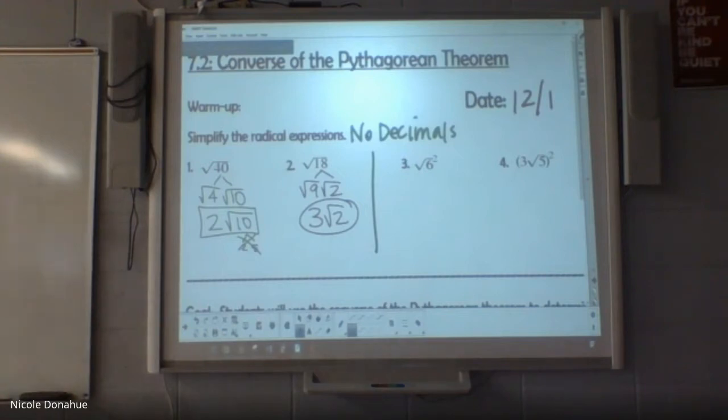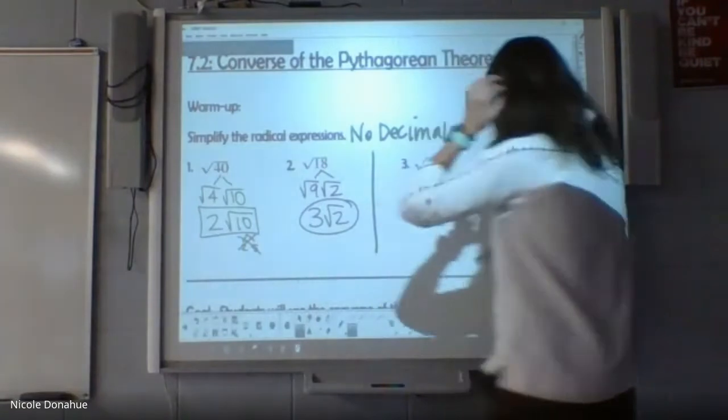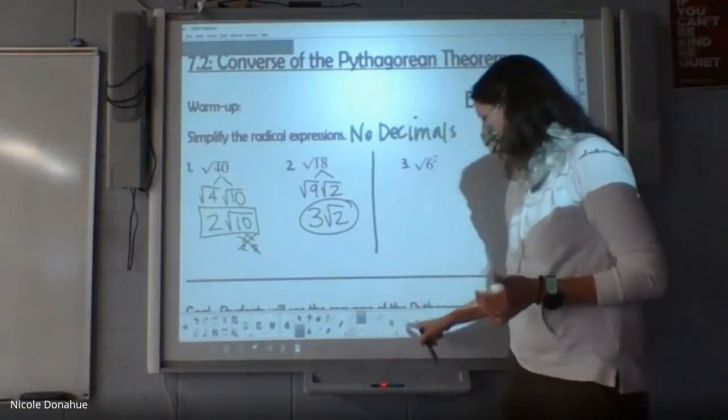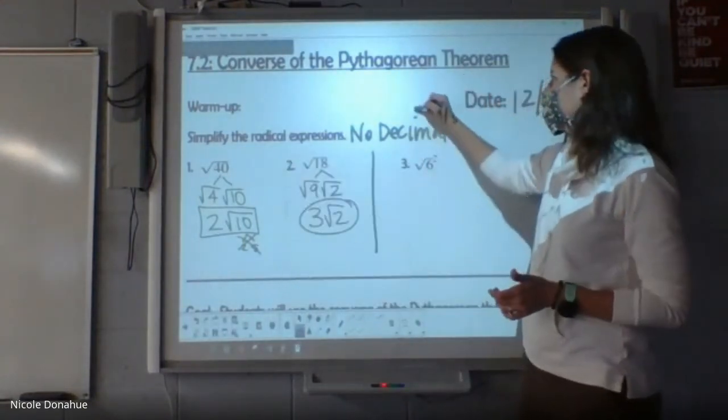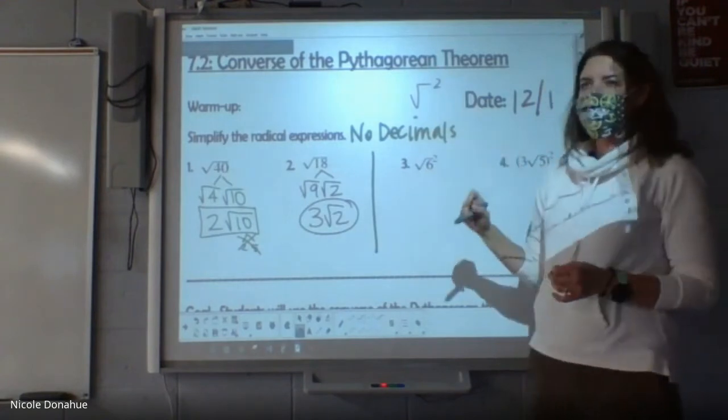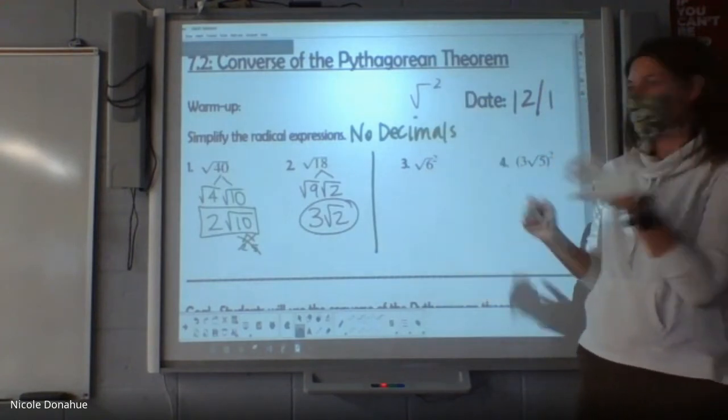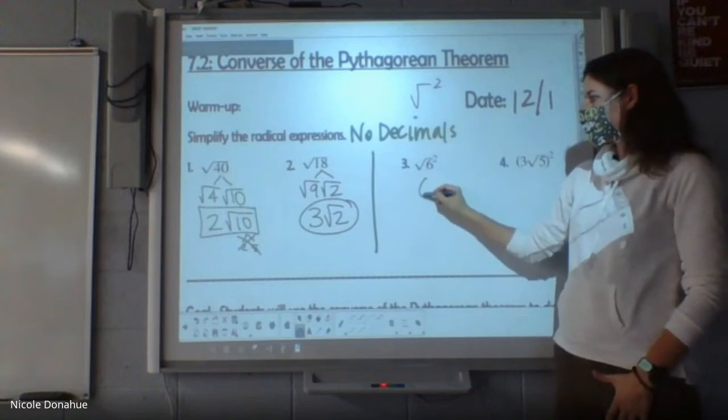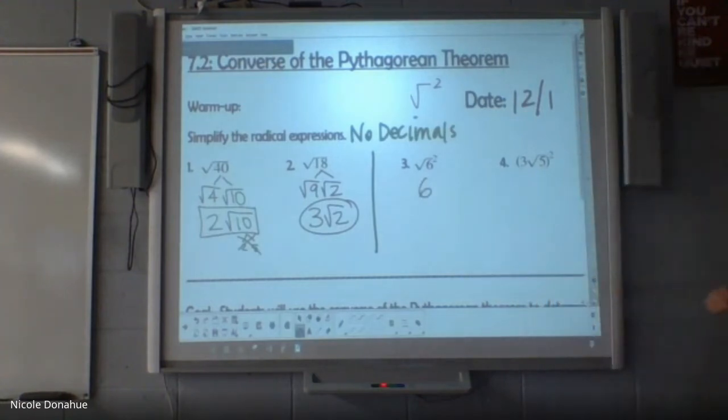What's that? Yeah, it just cancels out. So the square root and square are what we call inverses of each other. They're opposites, so they kind of just cancel each other out. So they go away, and this would just be 6. That works really nicely when it's just a square root.